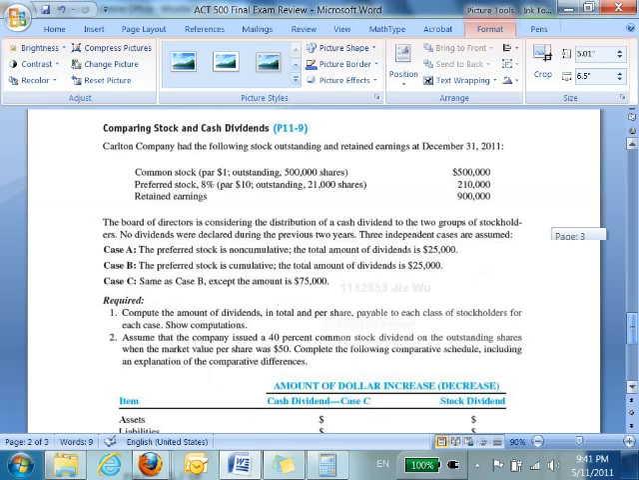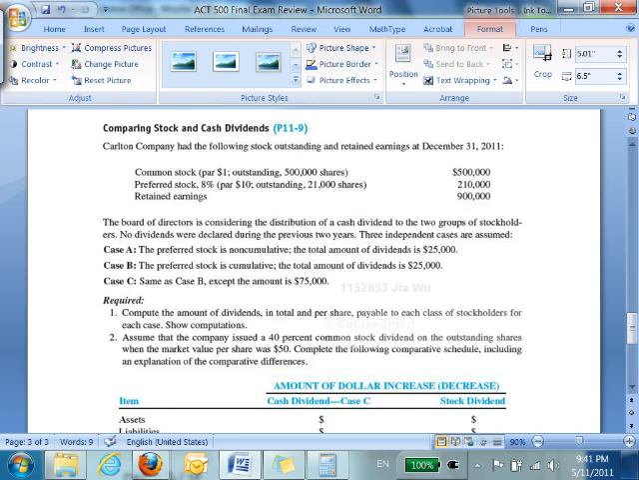Number 3. Comparing stock and cash dividends. Carlton Company had the following stock outstanding and retained earnings at December 31st, 2011. Common stock, the par value is $1. Total number of common stock outstanding is 500,000 shares. So the stock value is recorded as 500,000.